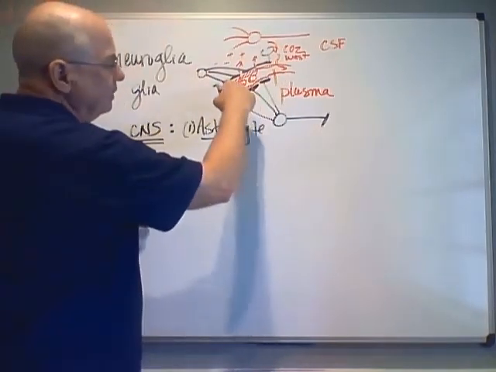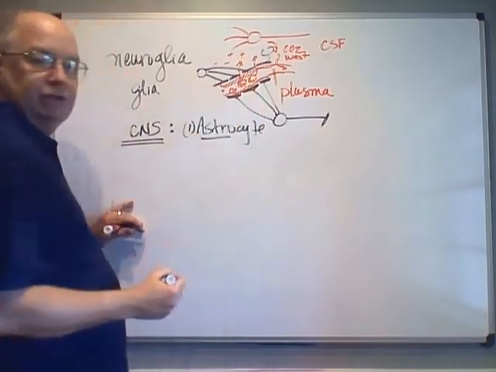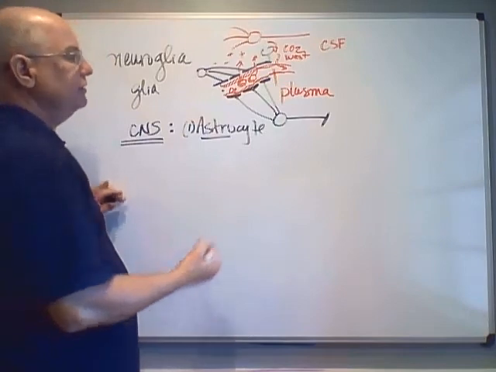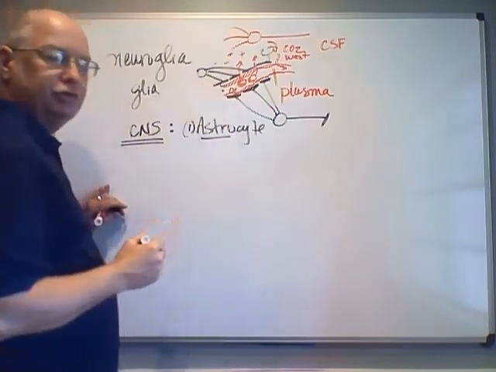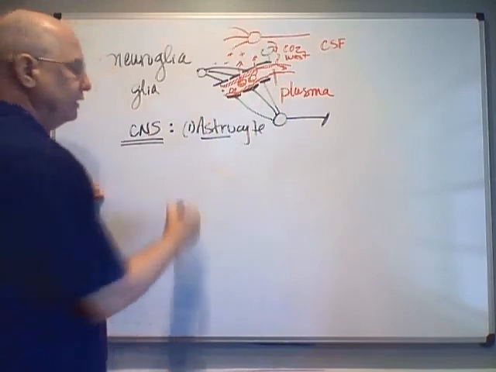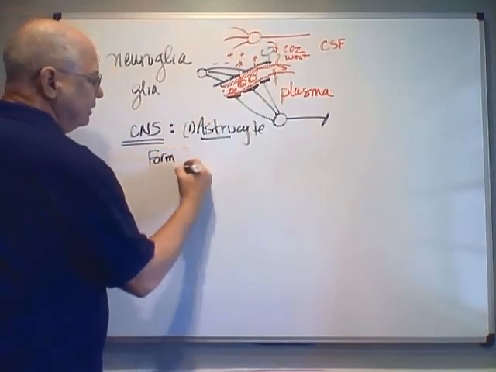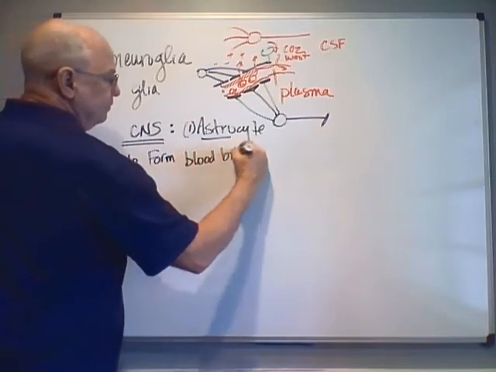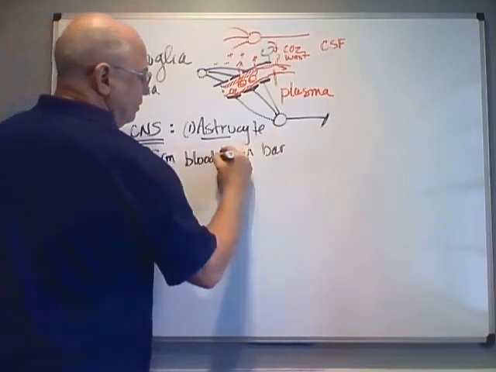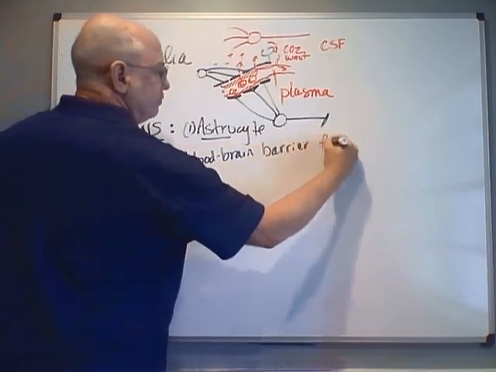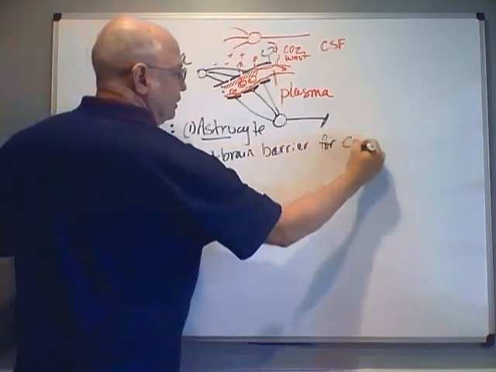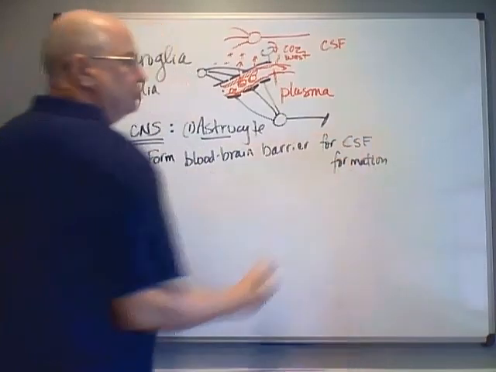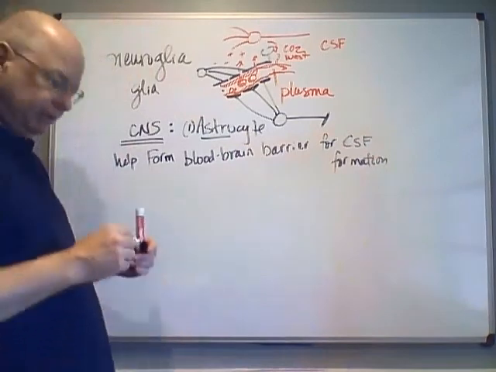That membrane allows us to keep large molecules from getting out into the cerebrospinal fluid, some trash and toxins and other things, but only lets little tiny molecules through, into and out. They call that the blood-brain barrier. So we say that astrocytes help form the blood-brain barrier for CSF formation. Again, CSF stands for cerebrospinal fluid. It's written in the note set, so you can look at it.